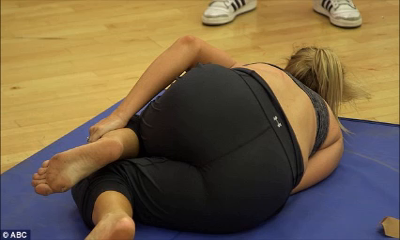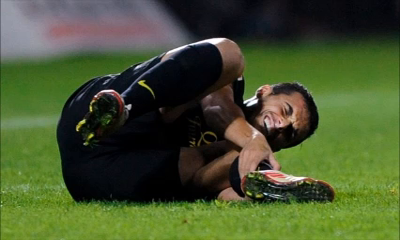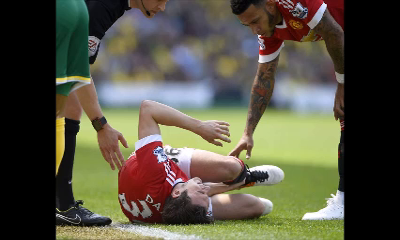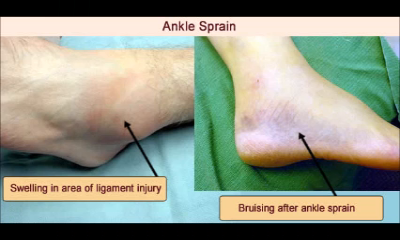Examination of ankle sprains. A physical therapy examination of a sprained ankle should subjectively include questions regarding the onset of symptoms, the distribution of symptoms, aggravating and easing postures, mechanism of injury, prior treatments, and prior history of ankle pain.